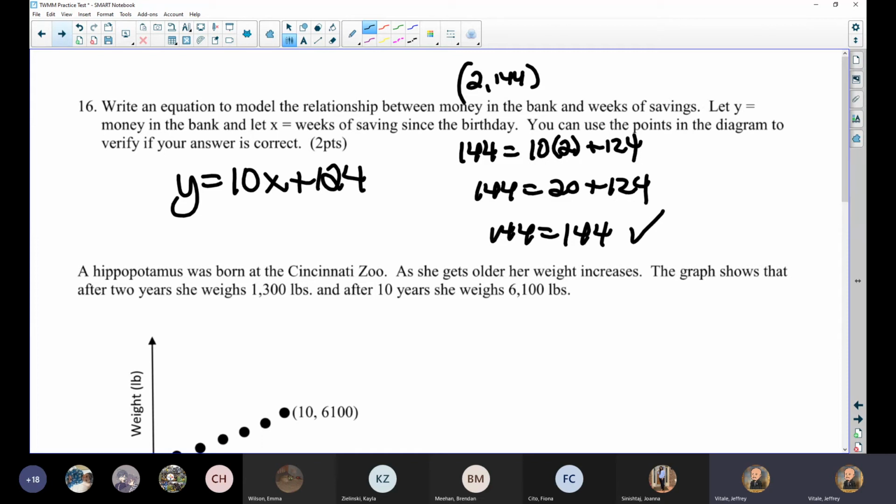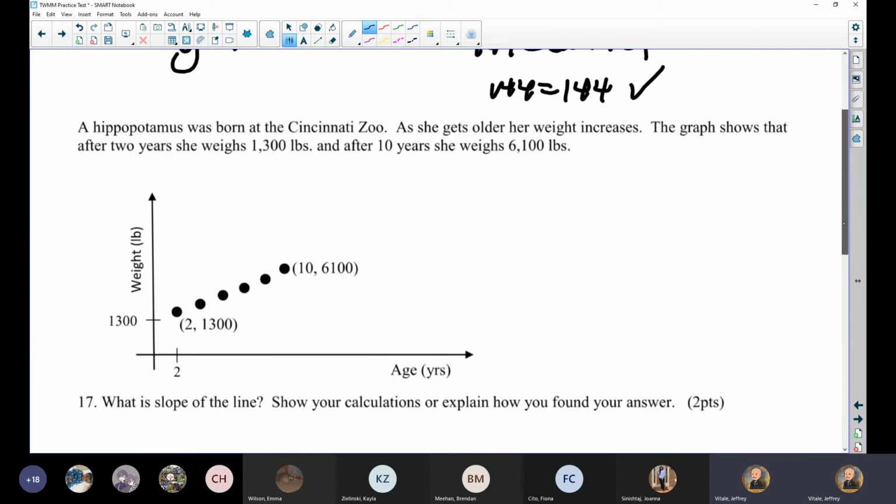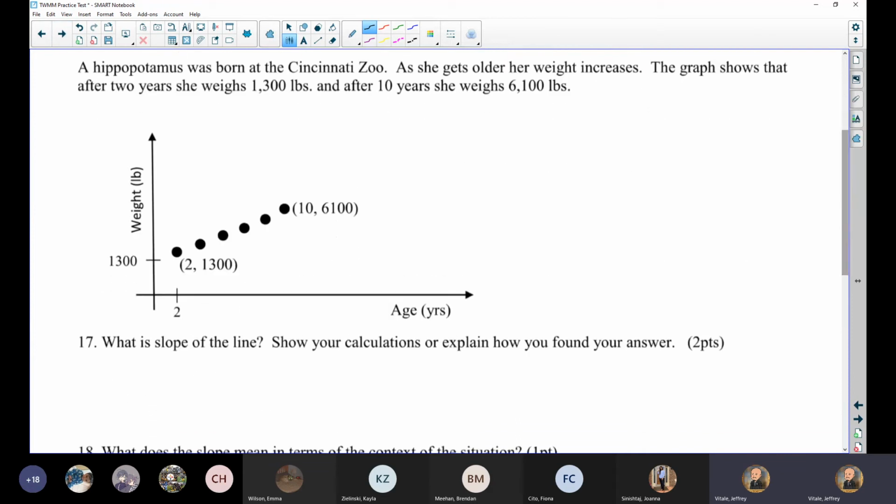All right. Moving on to a different scenario now. A hippopotamus was born at the Cincinnati Zoo. As she gets older, her weight increases. The graph shows that after 2 years, she weighs 1,300 pounds. And after 10 years, she weighs 6,100 pounds. So again, very, very similar scenario to the first one, right?